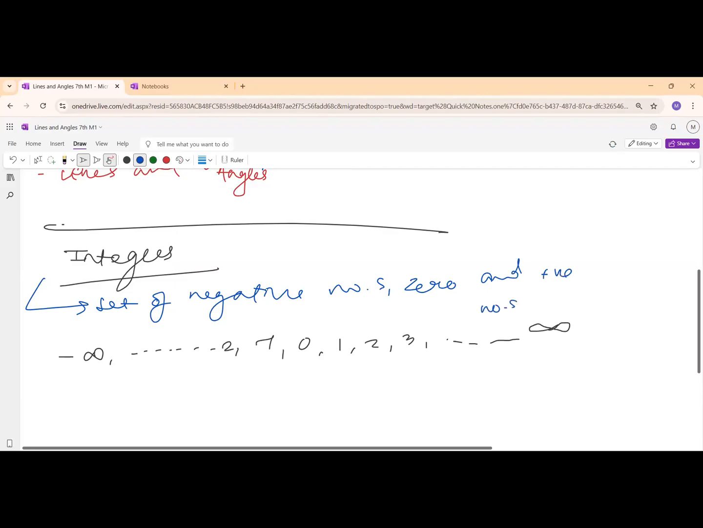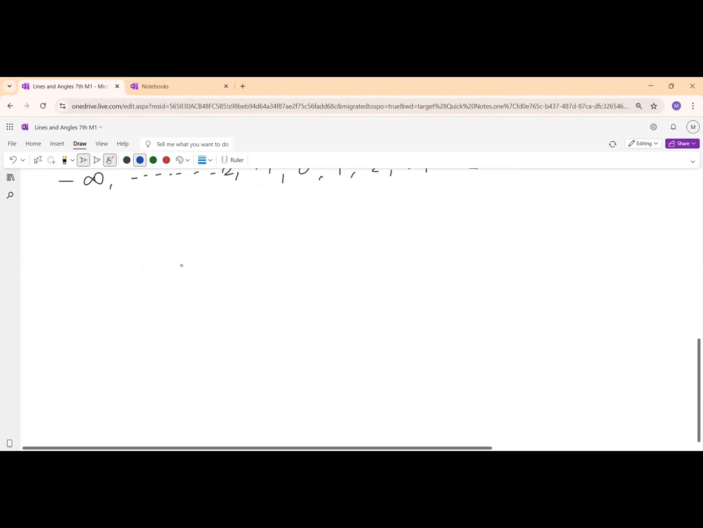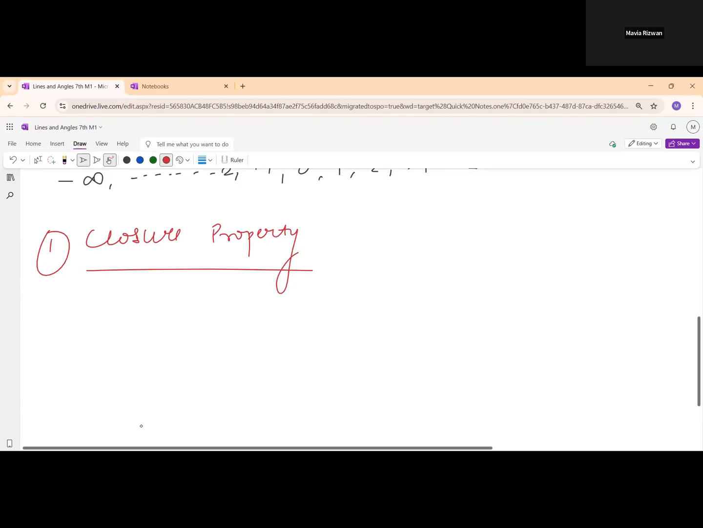Now, the second thing in integers is that there were some properties of integers, right? Before addition and subtraction, we're going to learn the properties of integers. The first property is the closure property. What does the closure property say? It says that if you do an operation on integers and you get an integer again, that means they are closed under that operation.